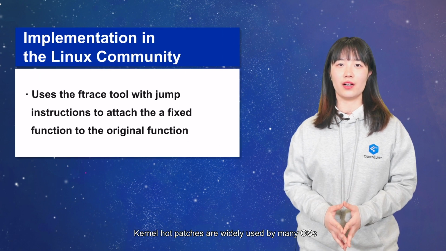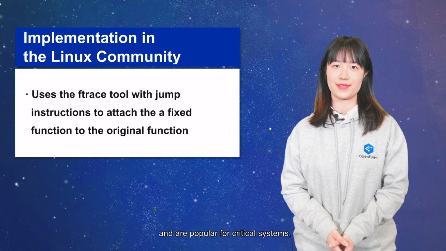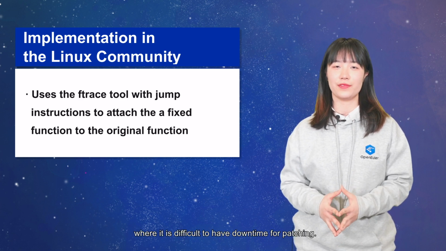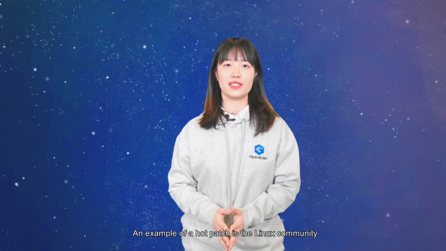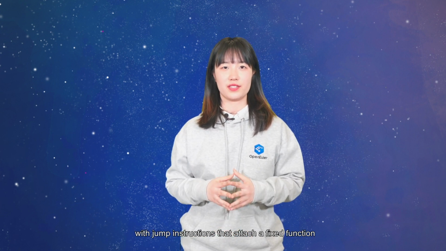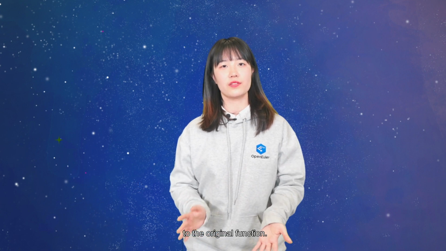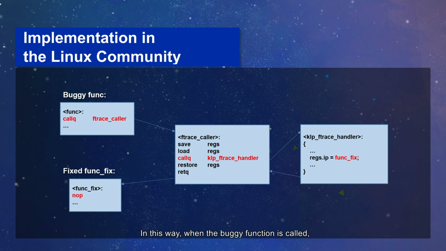Kernel hot patches are widely used by many OS and are popular for critical systems, where it's difficult to have downtime for patching. An example of a hot patch is a Linux community implementing patches using the ftrace tool with jump instructions that attach a fixed function to the original function. In this way, when the buggy function is called, it jumps to the ftrace caller. Then in the ftrace handler, by changing the instruction pointer to the fixed function, the patch is installed successfully.